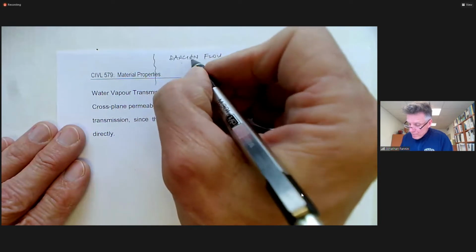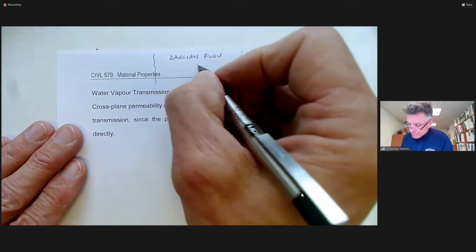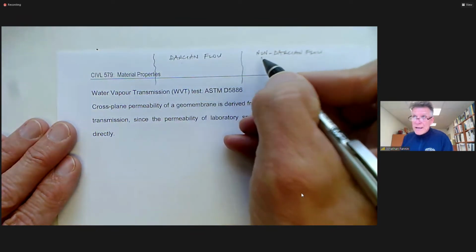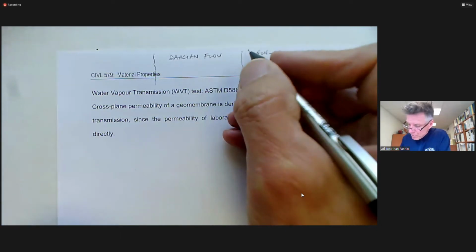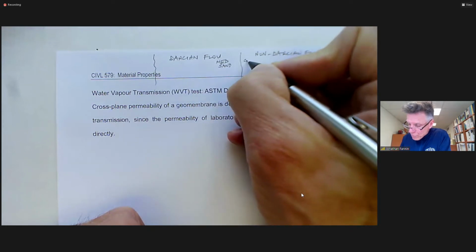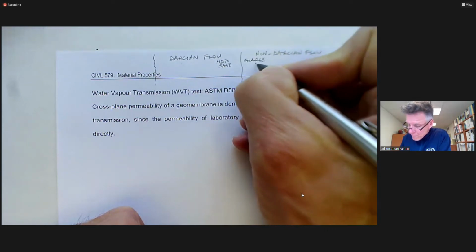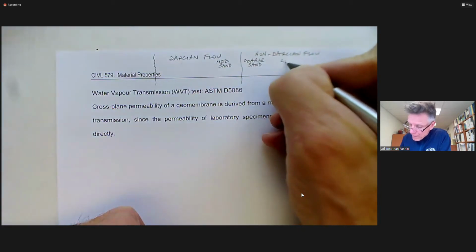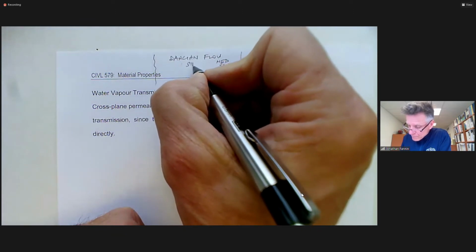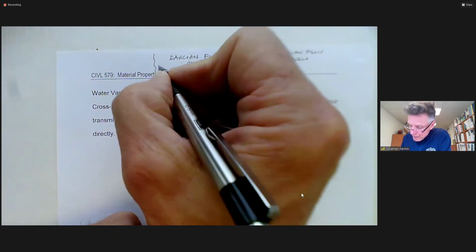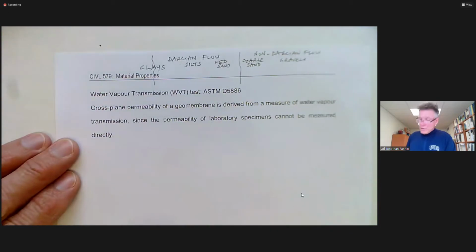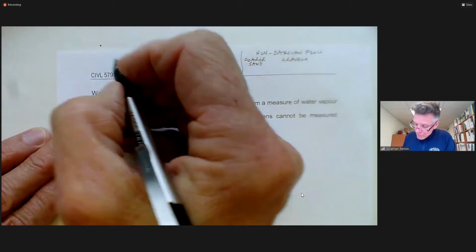Darcian flow primarily in sands. Let's put, because I want to move to the non-Darcian flow kicking in the coarse sand, so let's put medium sand. Let's put coarse sand and gravels. Then let's have the silts. And now let's put the clays. Bridging across into non-Darcian flow.